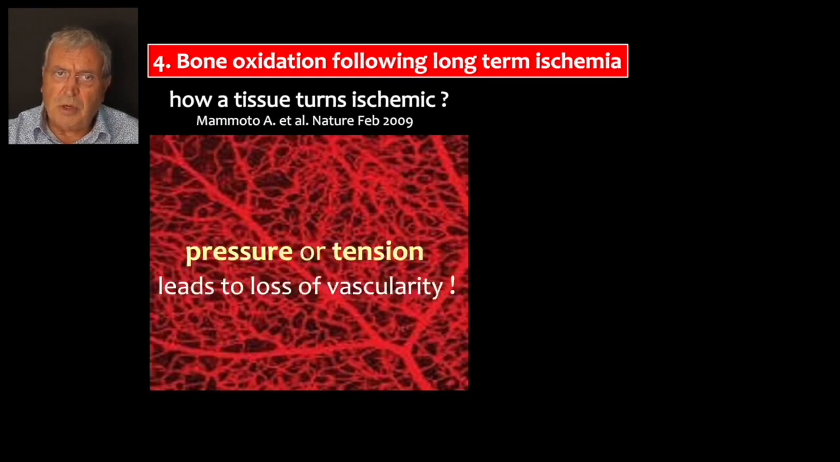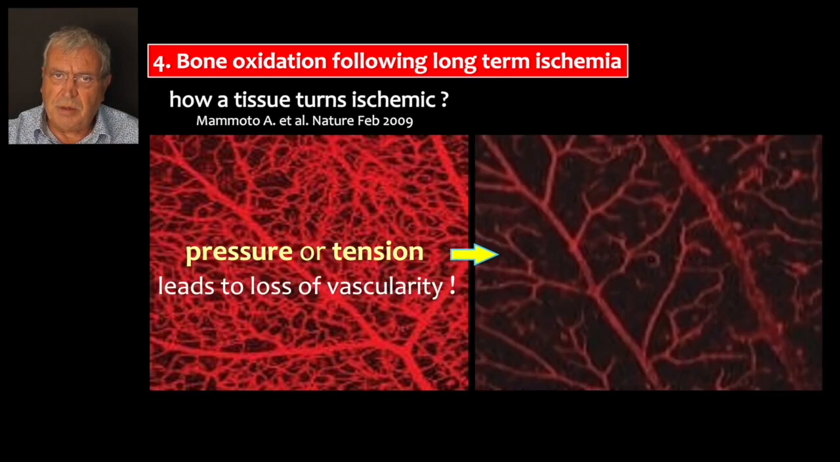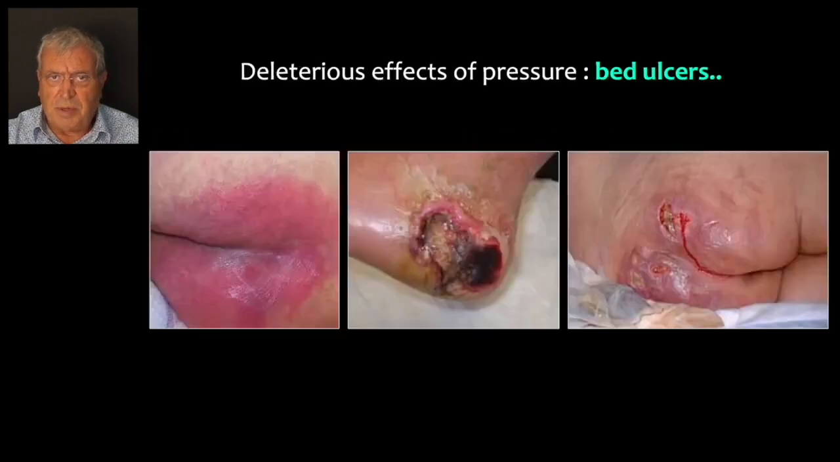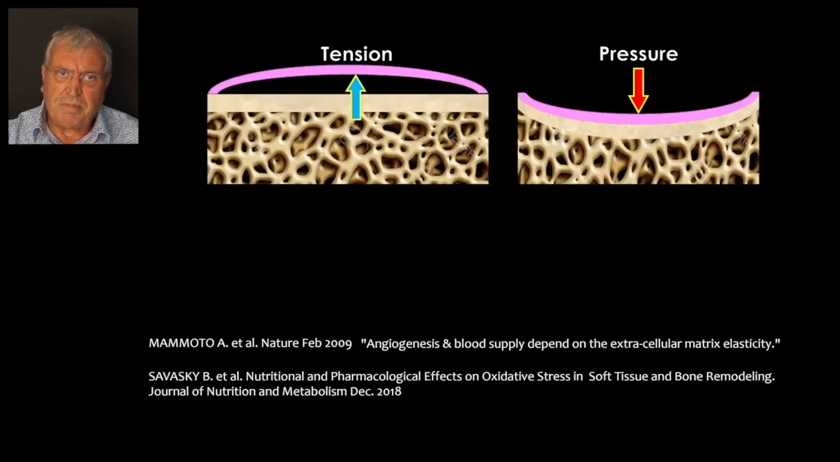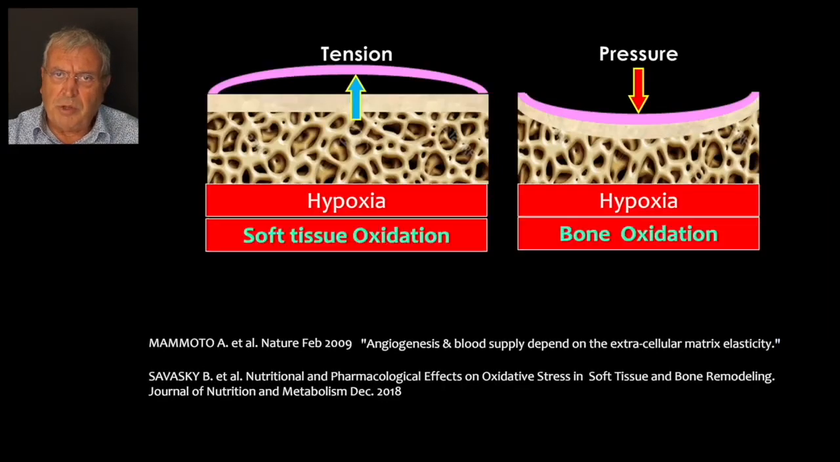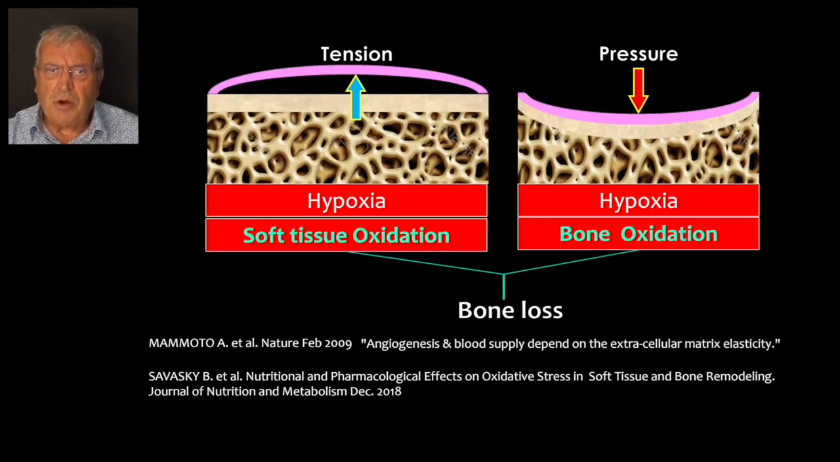Pressure or tension leads to loss of vascularity. Simply. And then when we see the bed ulcer, we understand what it means, pressure. Constant pressure on skin will be followed by mandatory necrosis because of the ischemic function of the pressure. Tension or pressure will induce a hypoxia, soft tissue oxidation or bone oxidation, and then bone loss. In the two situations, we will meet bone loss.